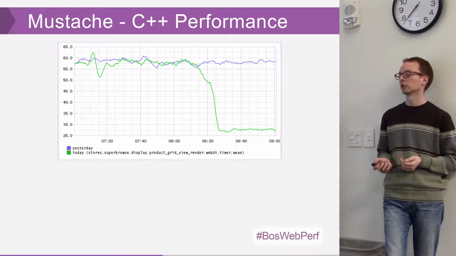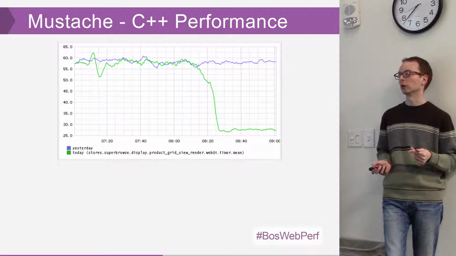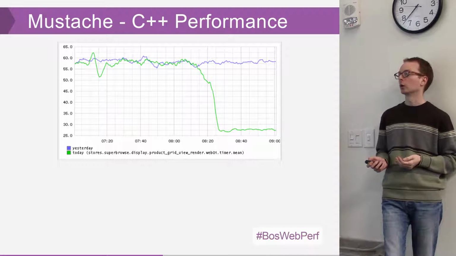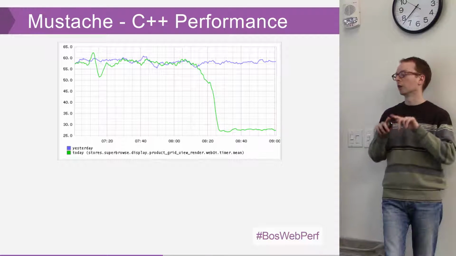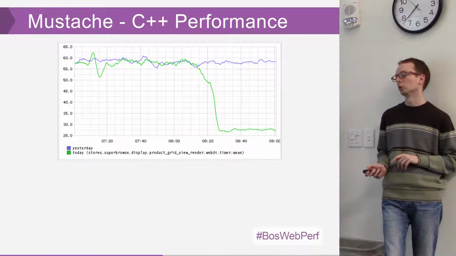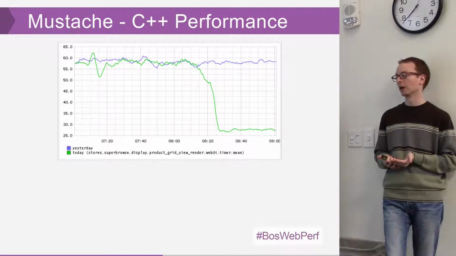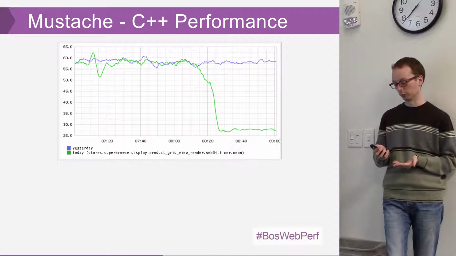This is showing the render time in milliseconds over the morning when we deployed using C++ to render these templates. We went from sometimes close to 60 milliseconds to render that product grid to about 27 here. So that's a major change: a tool that gives us opportunities to scale, but that we can optimize and let people continue plugging away in a performant fashion.